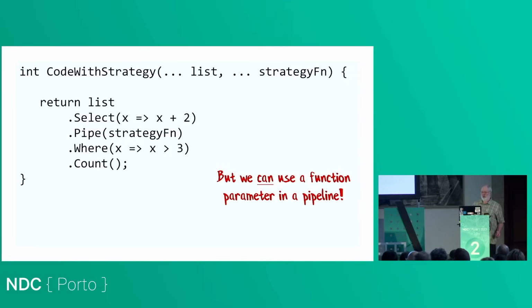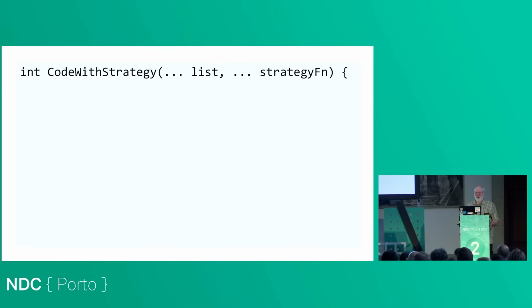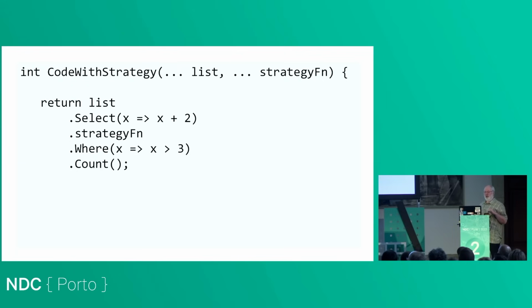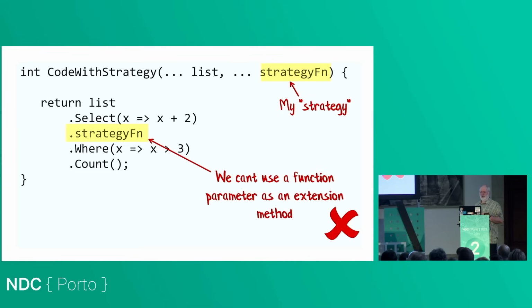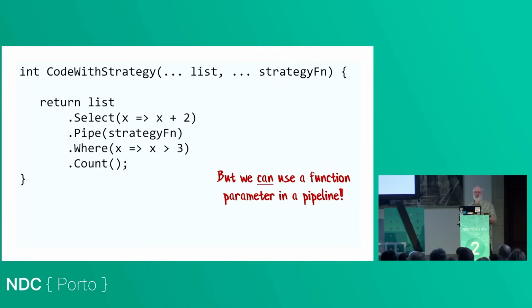So I was saying that you can't pass in a strategy function and use it directly in the pipeline. That's not going to work, right? You can't just use a function parameter. But what you can do is use the pipe helper function to do this.